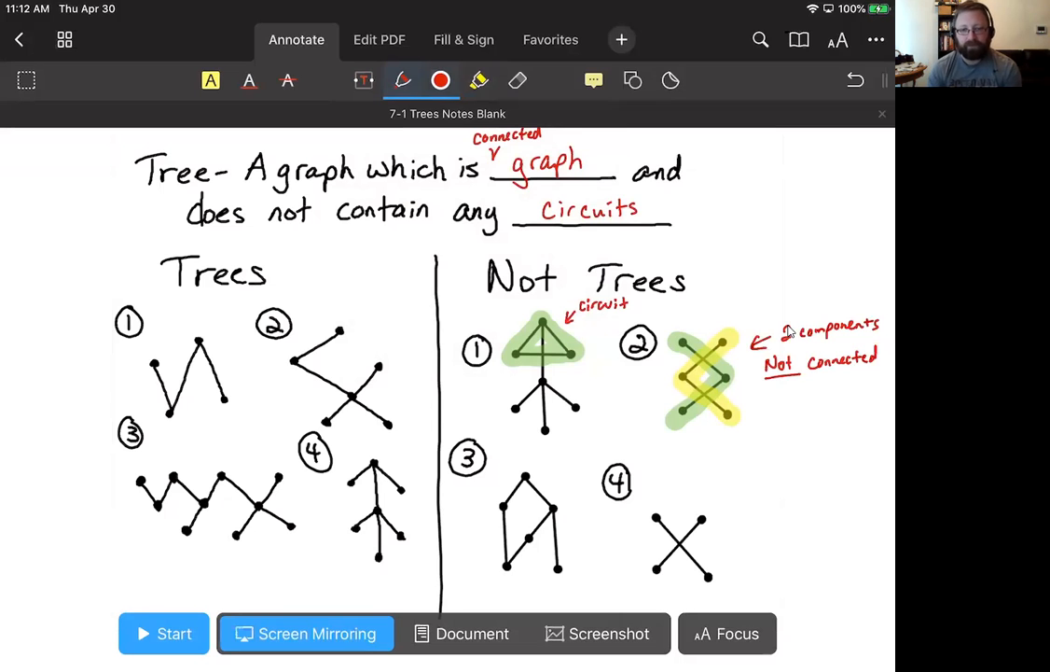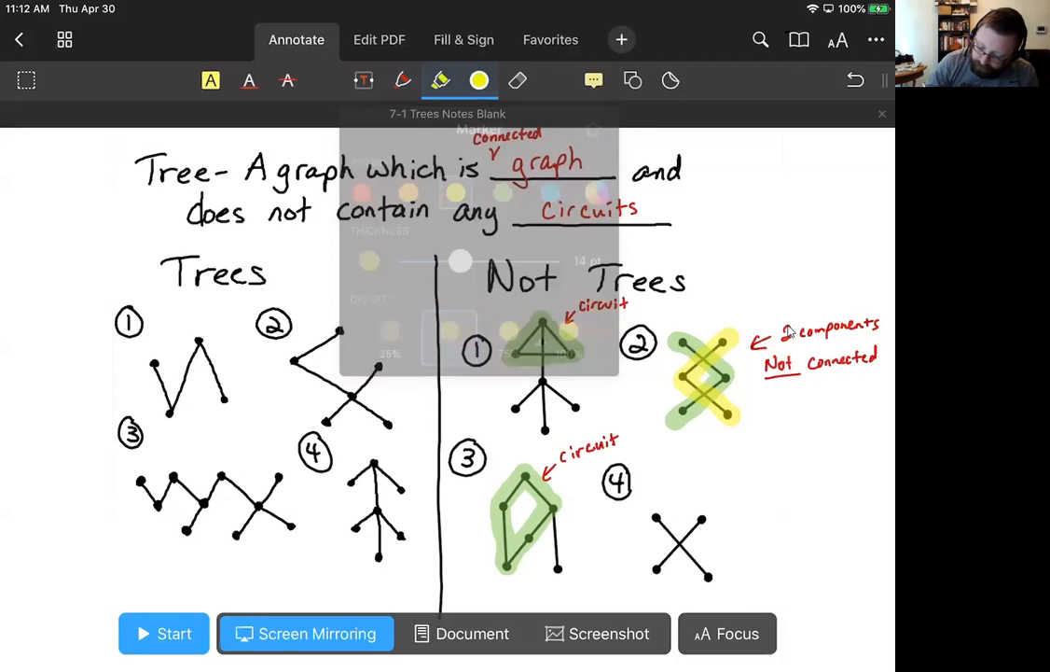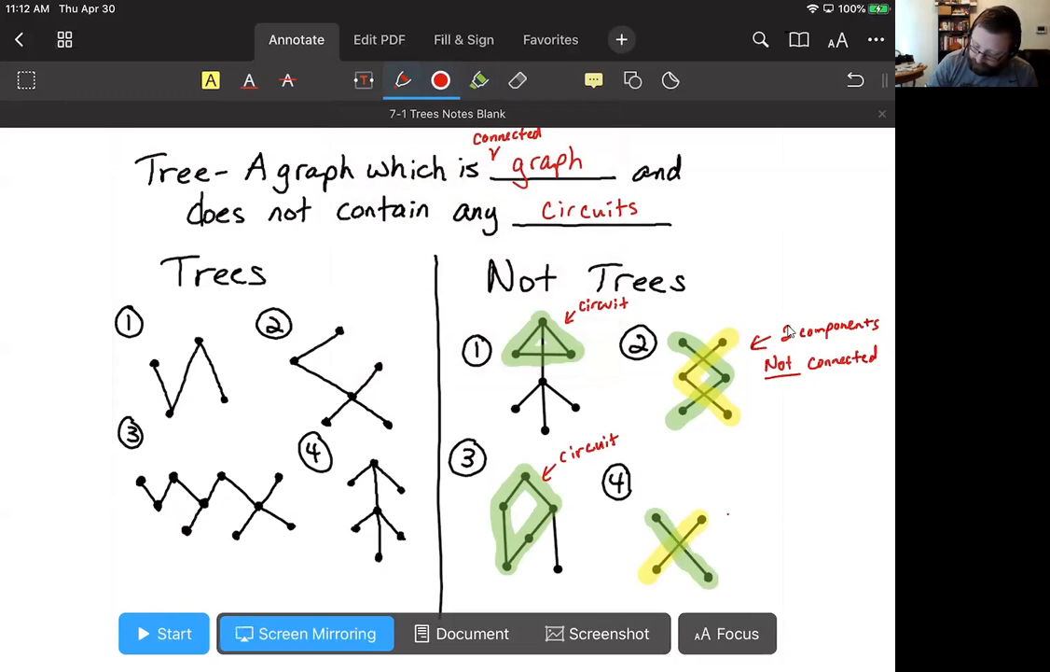Okay, it's that simple. So if we look at these other ones, graph 3 again is not a tree because it contains a circuit. And graph 4, just like graph 2, is not a tree because it is two separate pieces, two components. So once again, a tree is a graph that is connected and does not contain any circuits.